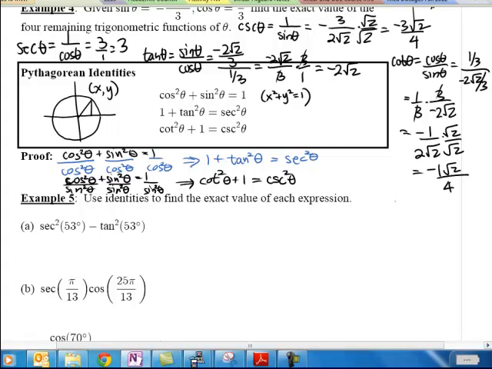Right. So I would recommend memorize the first one and then be able to use it to establish the other two. You don't need to memorize all three of them, just memorize the first one and then know how we got to the other two.